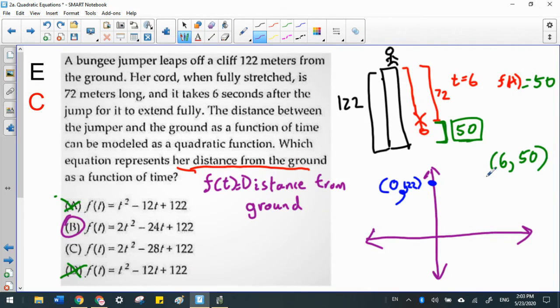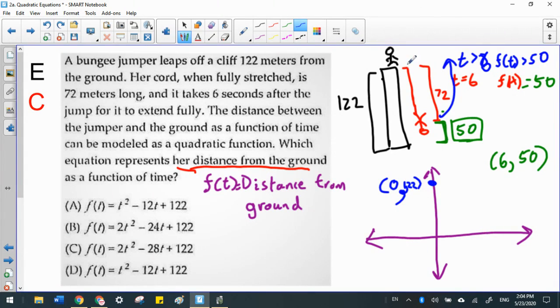Now, a slightly different way to handle this problem is to do it based on a better understanding of the form of a quadratic equation. So we know with a bungee cord that once it reaches maximum length, it's supposed to pop back up. So that when t is greater than 6, like t is 8 or something, that distance from the ground is actually higher than 50.